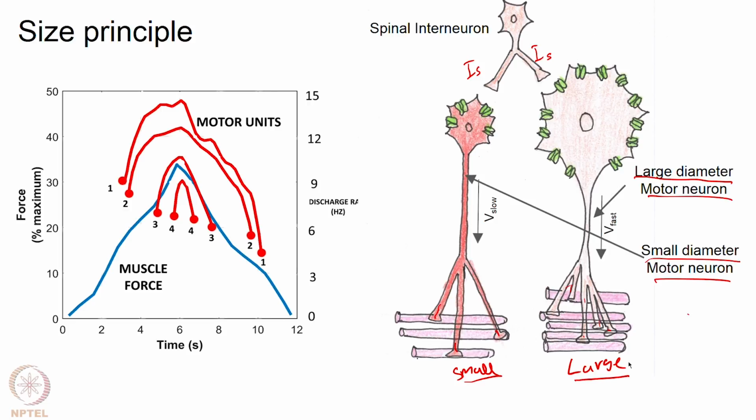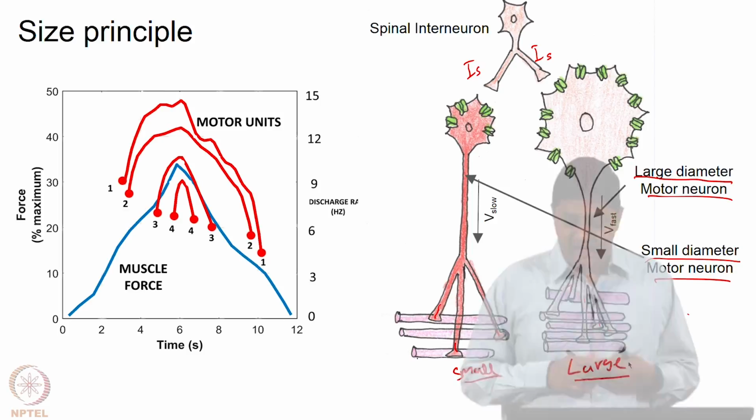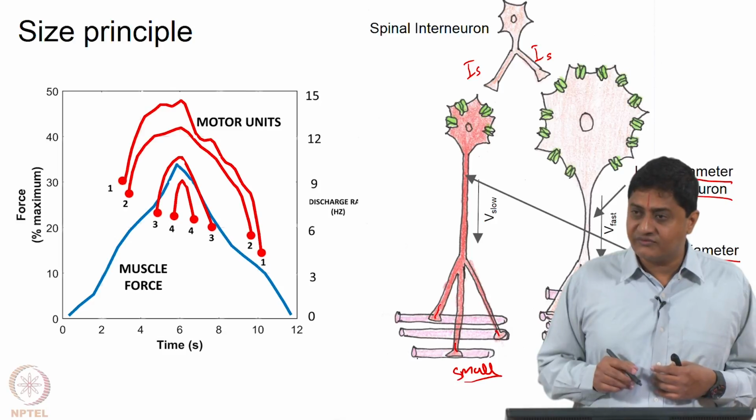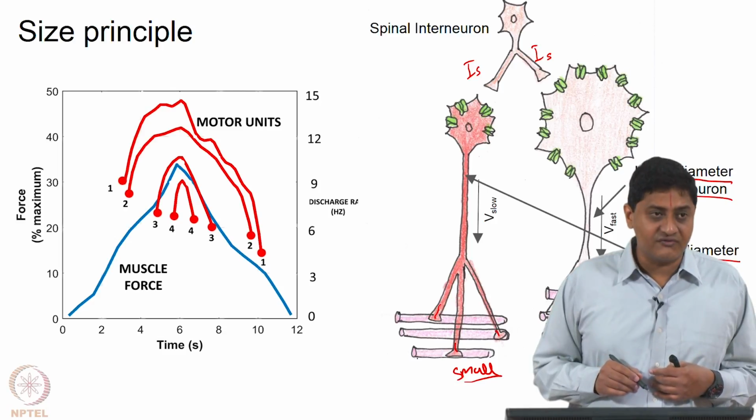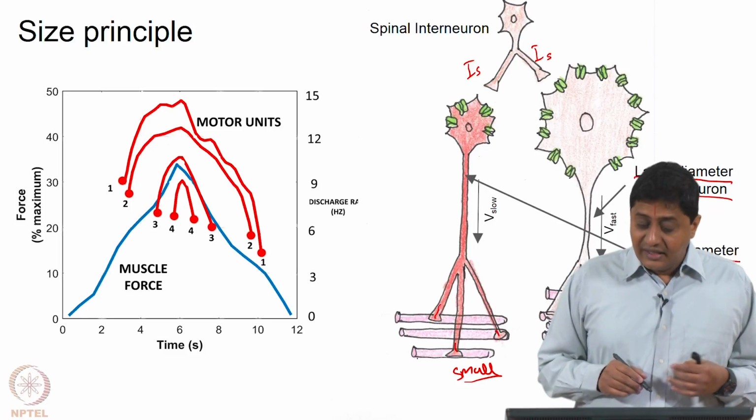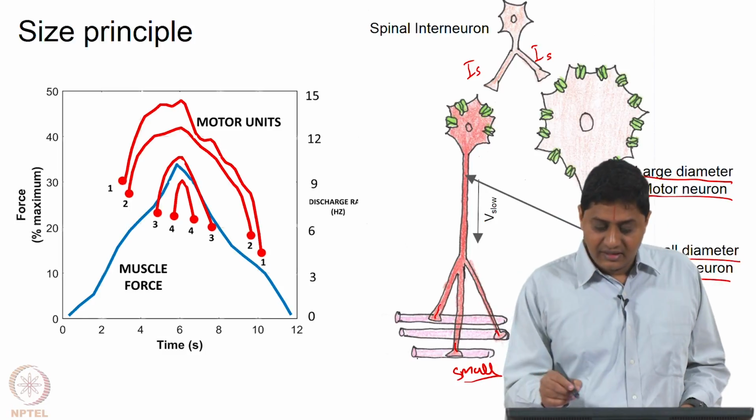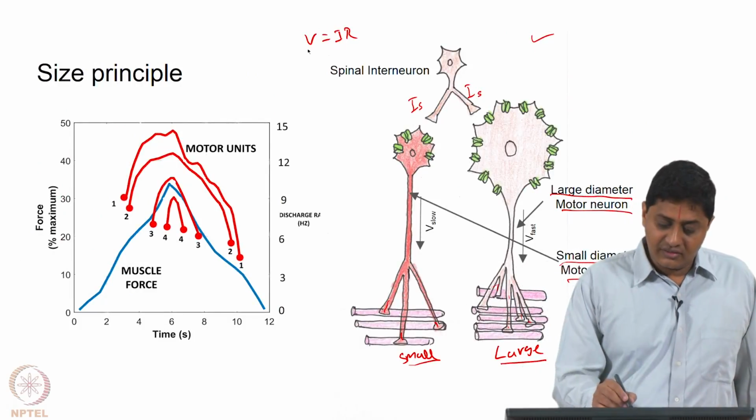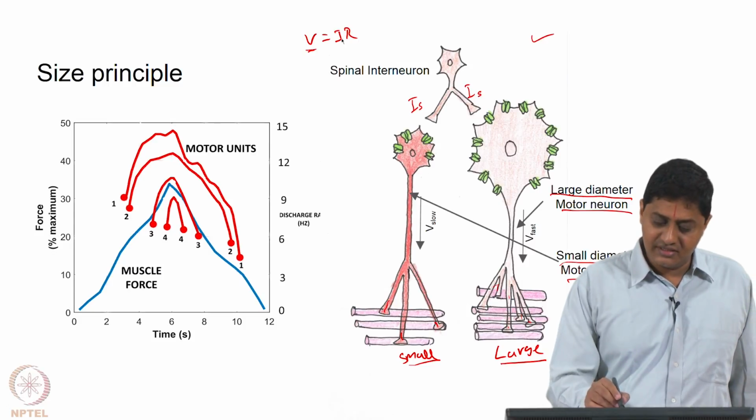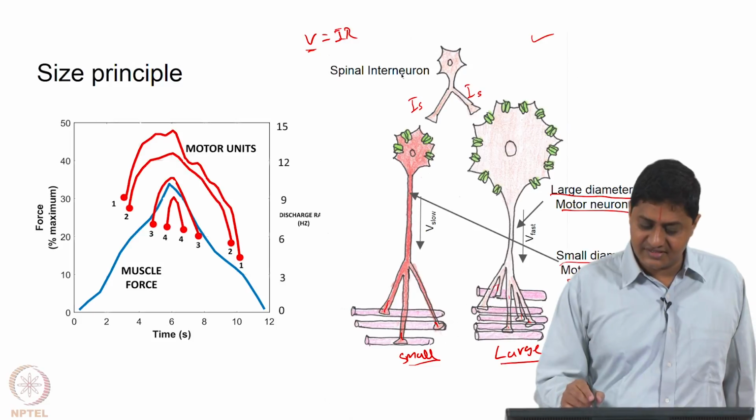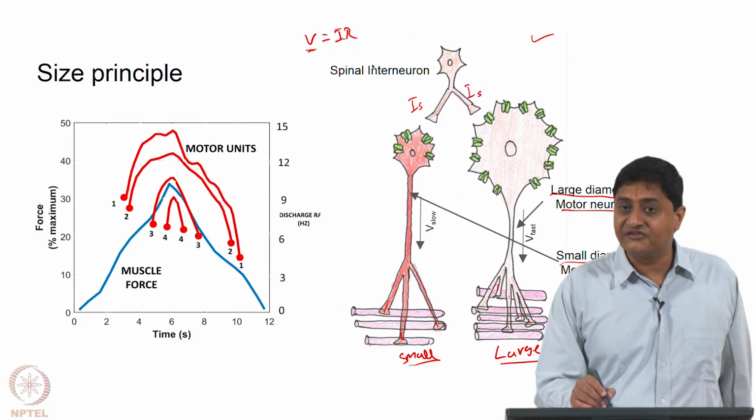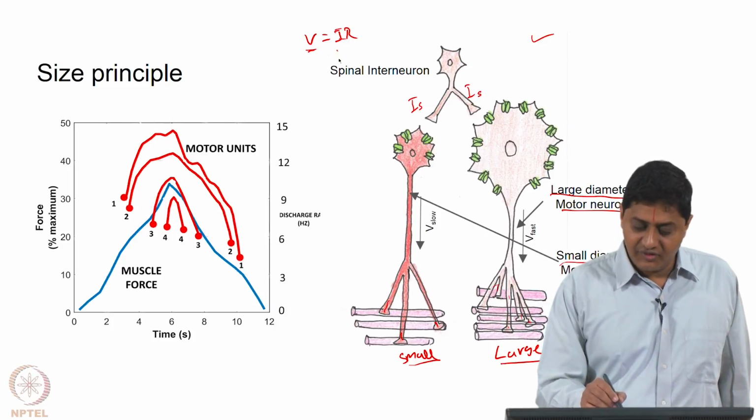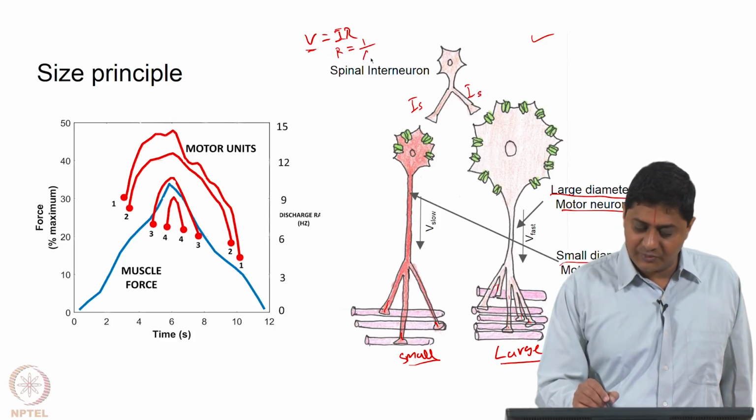Suppose the same current is sent to both of these. The question is which one will achieve threshold first. I am sending the same synaptic current, which one of these two will achieve depolarization or threshold first. It turns out that a principle similar to Ohm's law holds true in this case. So, the voltage or the membrane potential is a product of the current, which is the synaptic current, and the surface resistance, and we know that the resistance itself is inversely proportional to area.